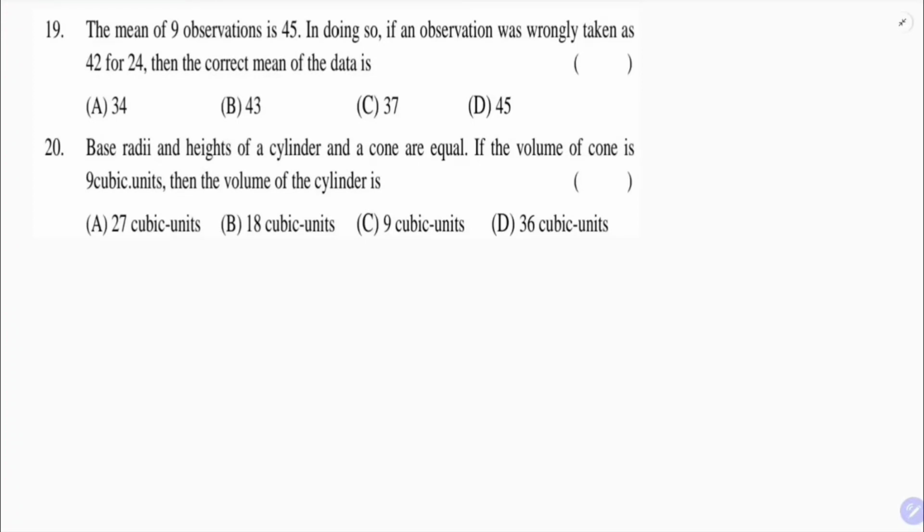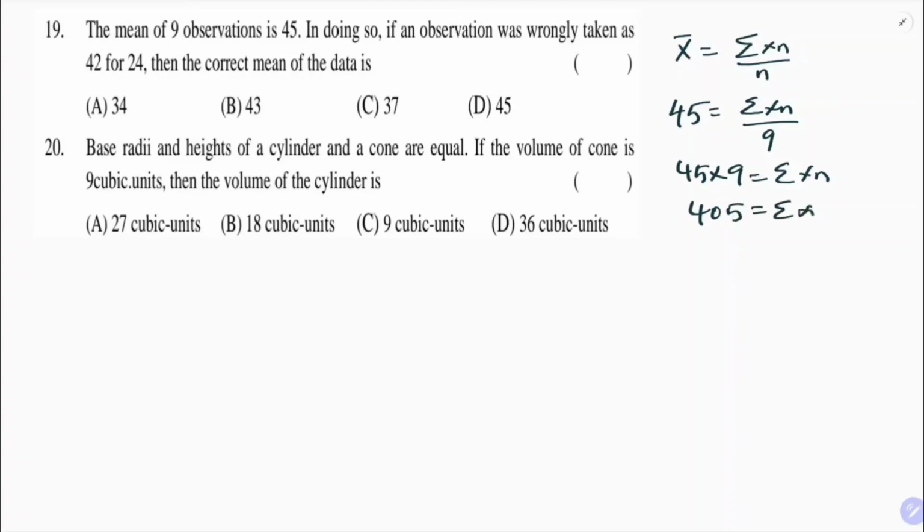The 19th MCQ: the mean of 9 observations is 45. In doing so, an observation was wrongly taken as 42 for 24. Here the mean is the sum of the observations by number of observations. The mean of 9 observations is 45, so 45 times 9 is the sum of the observations. 45 into 9 is 405.